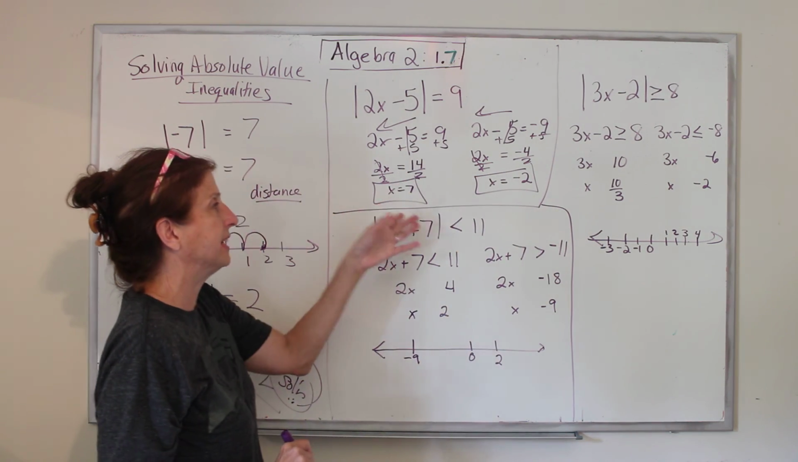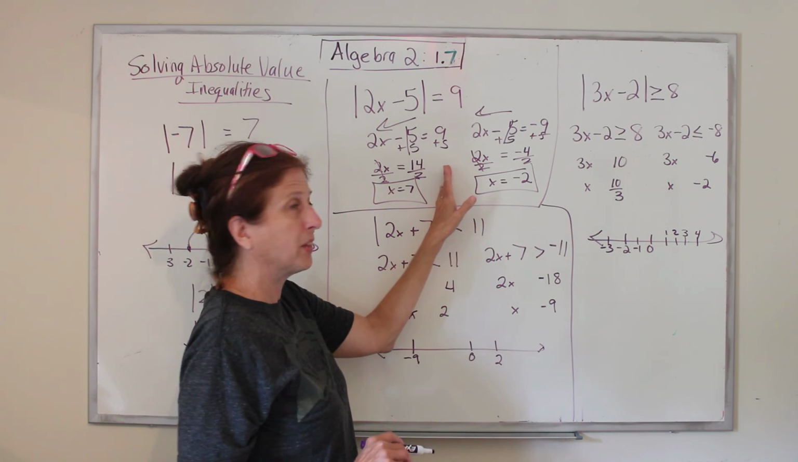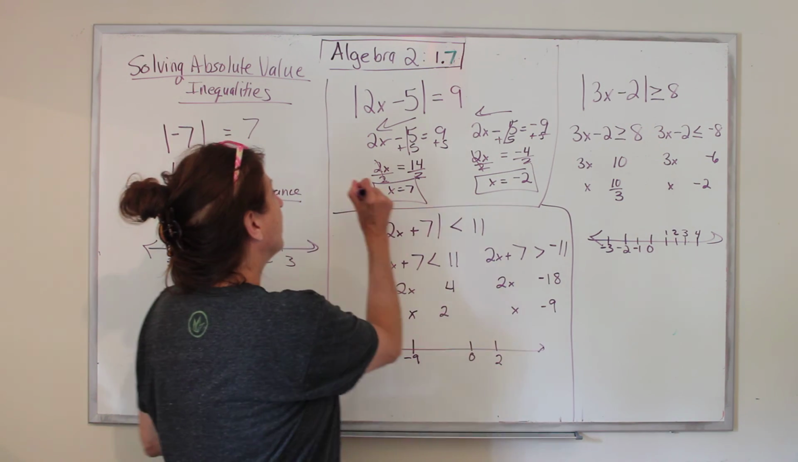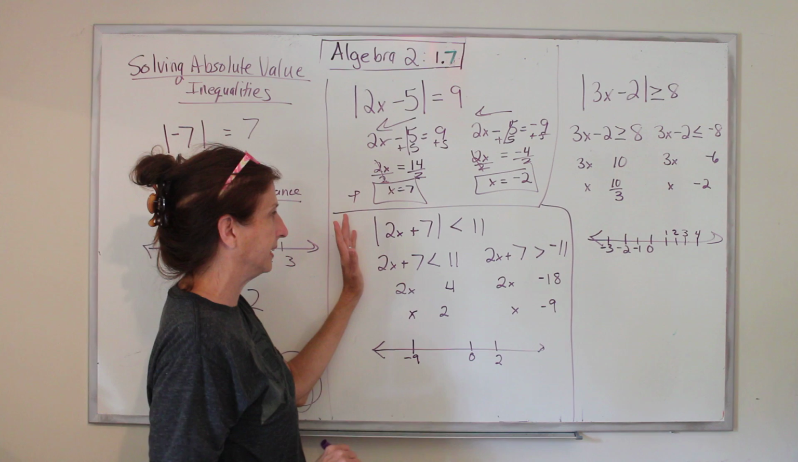So either x is 7 or it's negative 2. Now this is real handy sometimes if it's something like time that can't be negative, then you know it's the positive answer. Okay, so here's one that's an inequality.